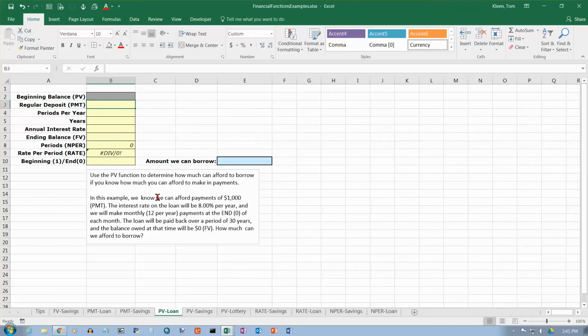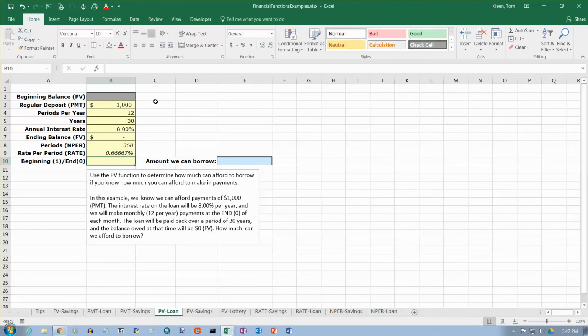And it says we can afford payments of $1,000 every month. Put 1,000 in there. And it says we are going to make monthly payments. It'll be 12 periods per year. And we are going to do this for 30 years. So this kind of sounds like a house buying problem. And the annual interest rate is going to be 8.00%. And the ending balance on paying off a loan is going to be zero.